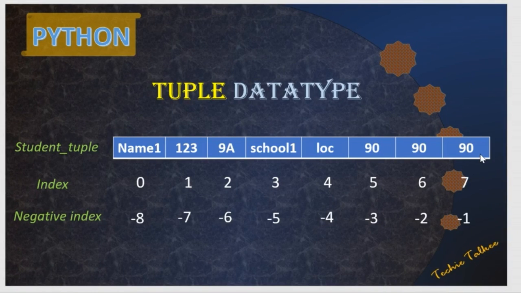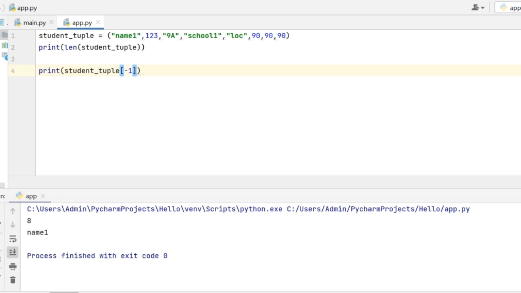This is the tuple which I have created and these are the index values. The first item of this tuple will hold the index value 0. The next item will hold the index value 1, 2 and so on. We can also access the tuple items by using the negative index. The last item of the tuple will hold the negative index of -1 and the last but one tuple item will have the negative index of -2 and then it keeps going on for each tuple item. So to access the last item, I can give print student_tuple of -1. So it is going to print 90.